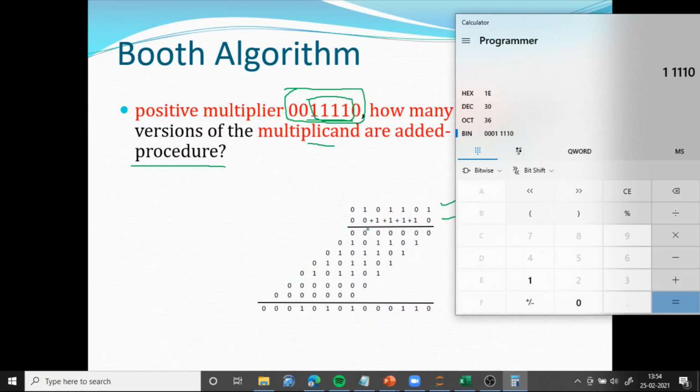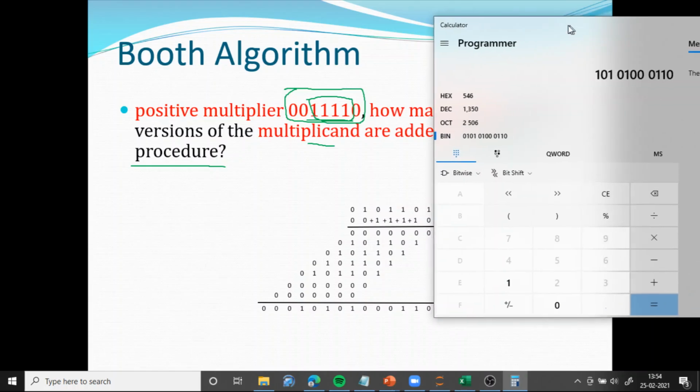So it is the multiplication of decimal 45 with decimal 30, and this is the result you are getting. This is a positive multiplication, so it's a direct result. So the result is 10101 triple zero double 1 0, which is nothing but decimal 1350.